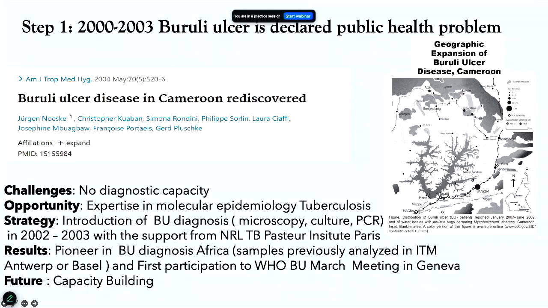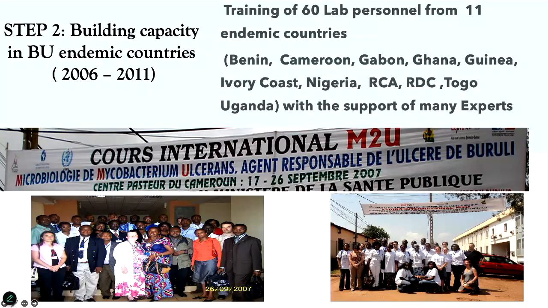The other samples were being sent around Europe for diagnosis. So the first idea was how to train other people so that they can do their own diagnosis in their country. We started looking for funds to organize training, and we got our first funding in 2005 with the support of the Pasteur Network, and also with the support of WHO offices. It was in Lyon in France, really involved in capacity building. So we started to train people from 2006 to 2011 with the support of many experts.